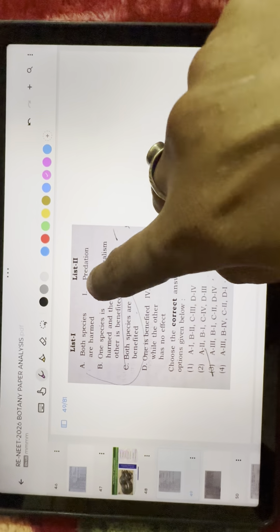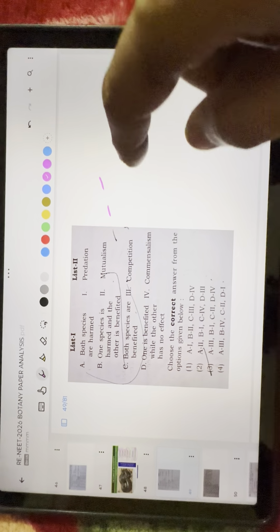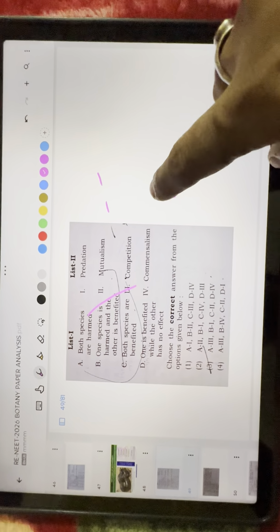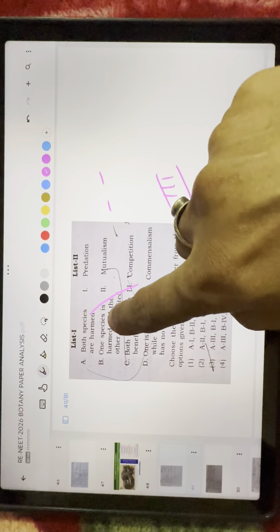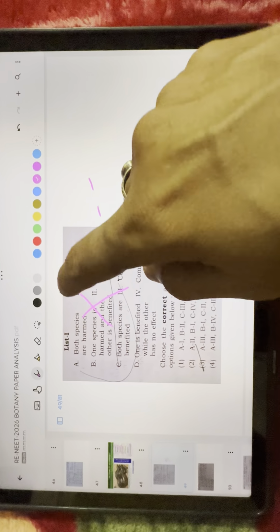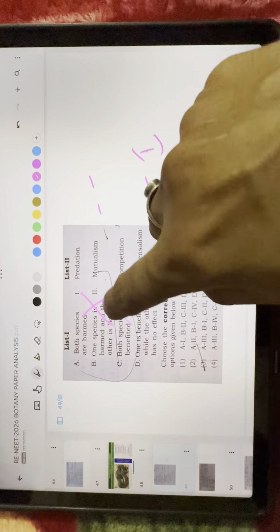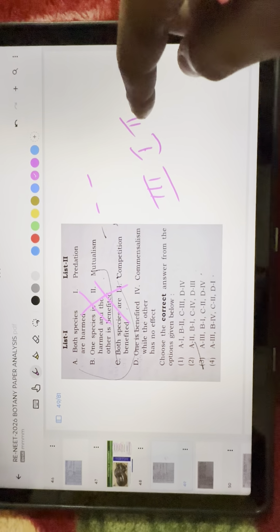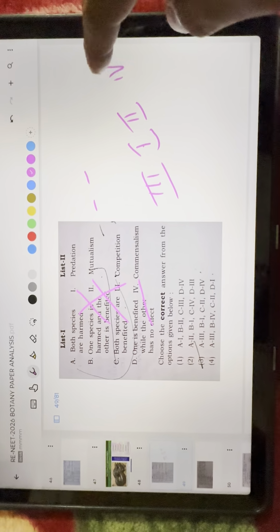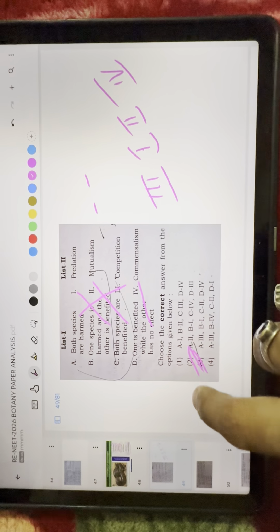Next, both species are harmed. That is negative and negative, where we get negative-negative competition. That is the third option. In the first, one species is harmed and the other is benefited, which may be predation. Where both species are benefited, it may be mutualism. One is benefited while the other has no effect: commensalism. So the third option is correct.